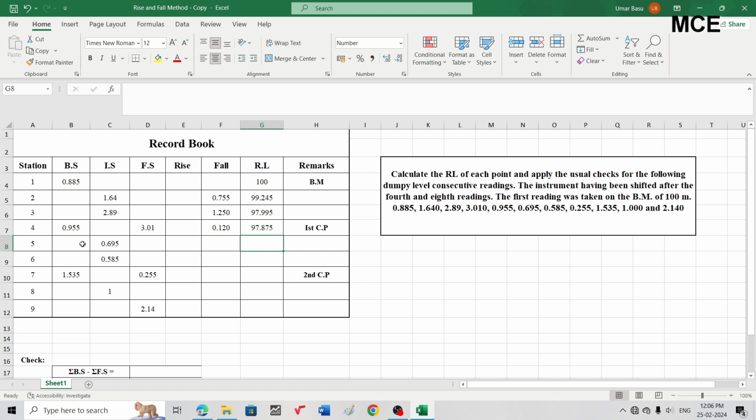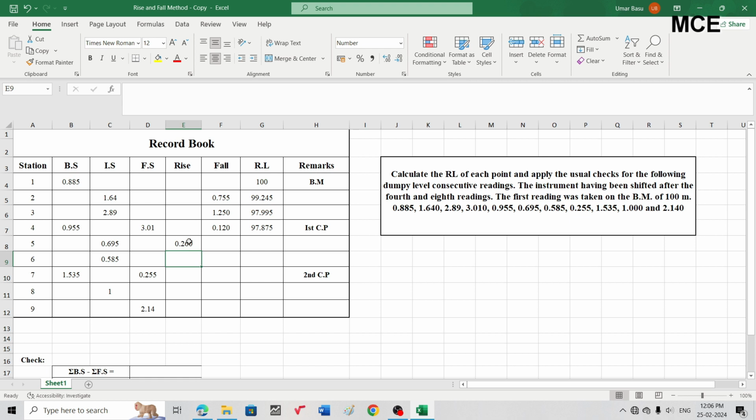Okay, after that from station 4 you have to consider now the back side at station 4. You can see from station 4 to station 5, the staff reading at station 5 is less than the staff reading at station 4. Okay, 0.695 is less than 0.955. It now means that the ground level is rising from station 4 to station 5. So take the difference of these two and this will be written now in the rise column. So the difference of 0.955 and 0.695 is the rise from station 4 to station 5, which is 0.260.